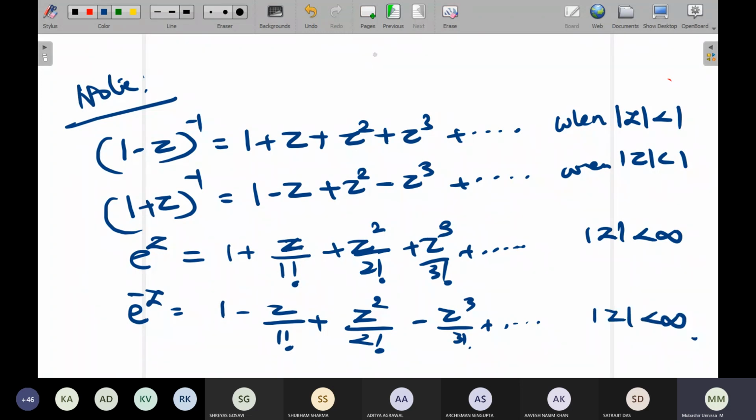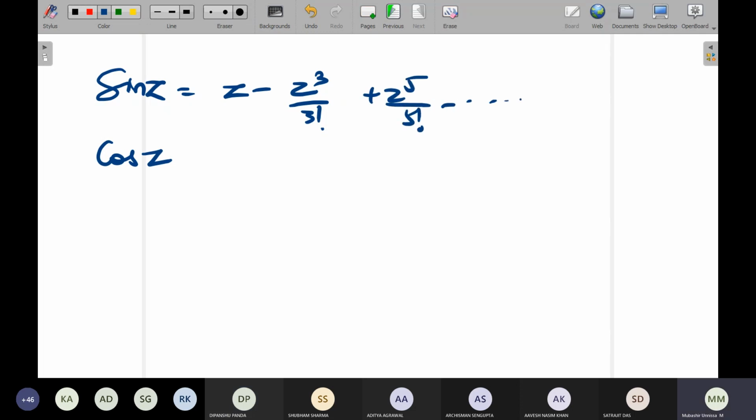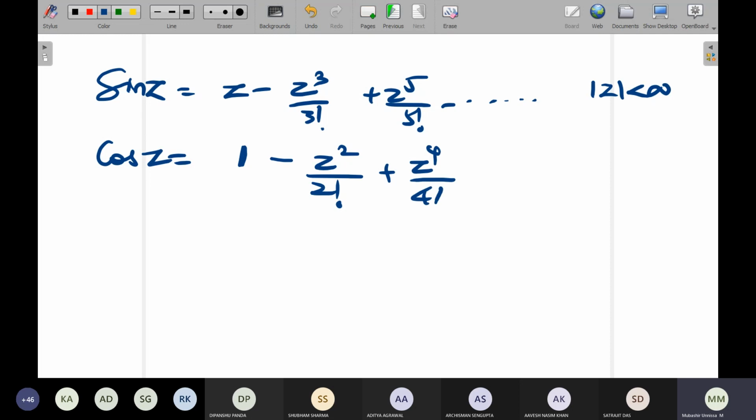Anyone remembers the expansion for sin z? Z minus z cube by 3 factorial plus z power 5 by 5 factorial minus etc. Even this series is valid when mod z is less than infinity. Cos z expansion? 1 minus z square by 2 factorial plus z power 4 by 4 factorial minus etc. Again, this is mod z less than infinity.